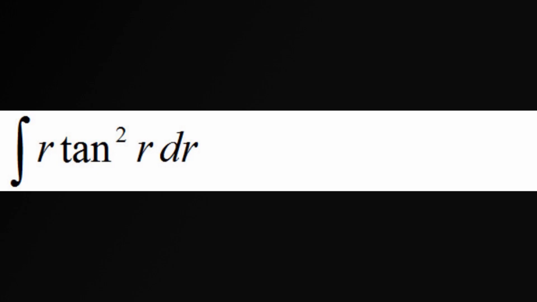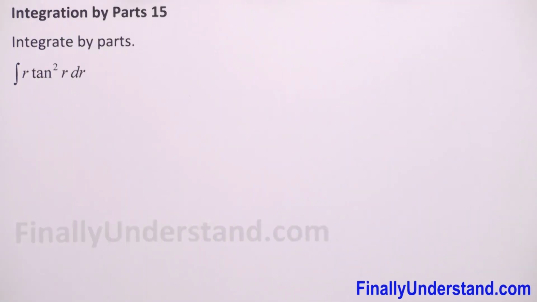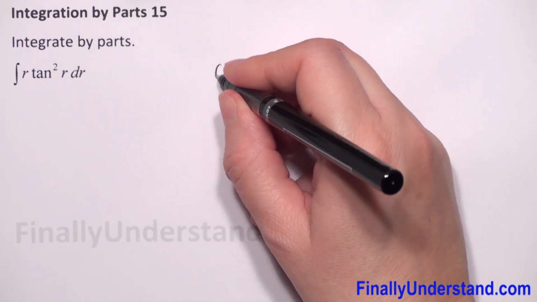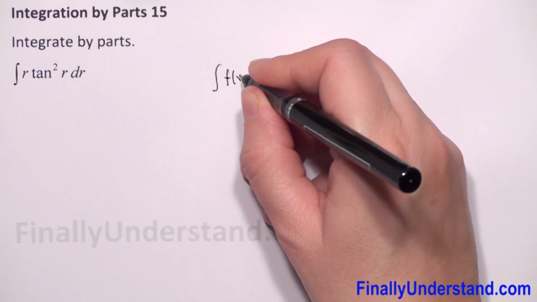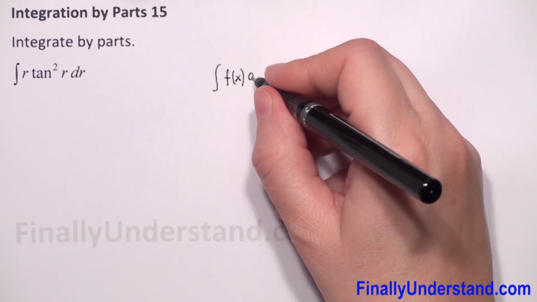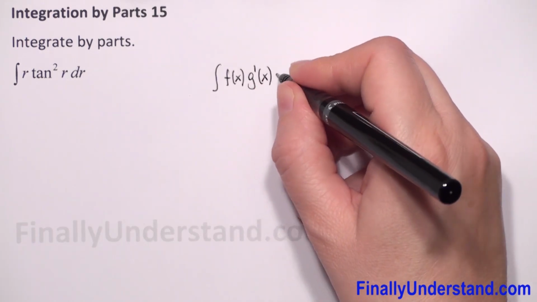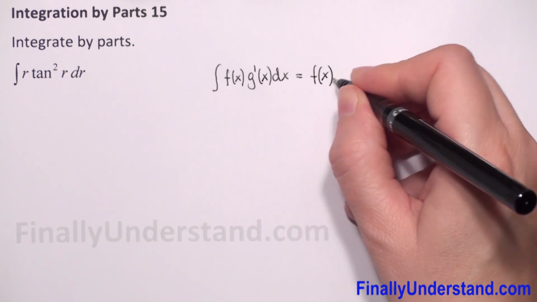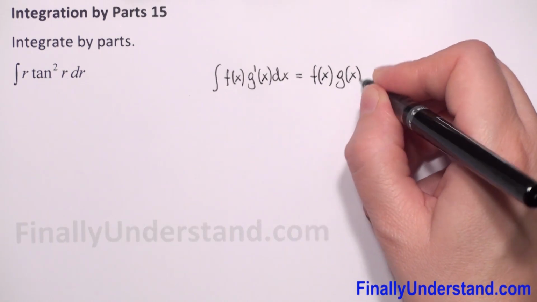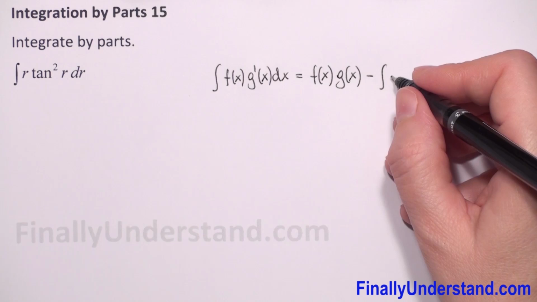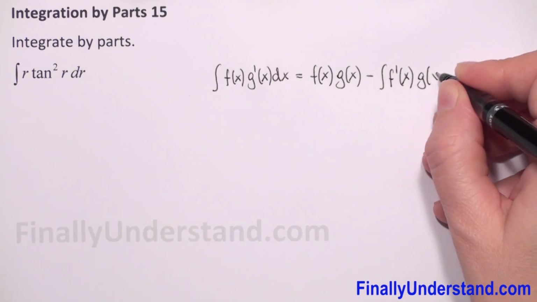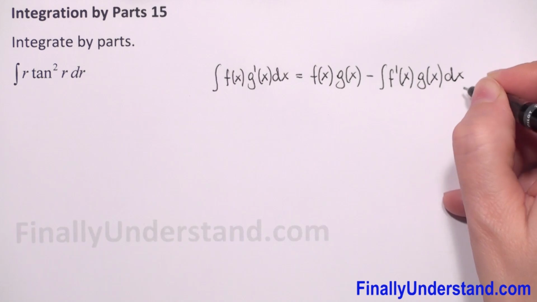We need to use the formula for integration by parts. So first, let me remind you of this formula: when we have the integral of f of x times g prime of x with respect to x, this is equal to f of x times g of x minus the integral of f prime of x times g of x with respect to x.